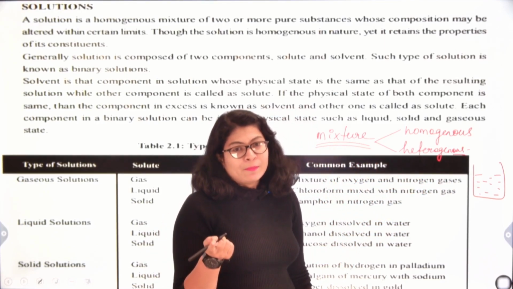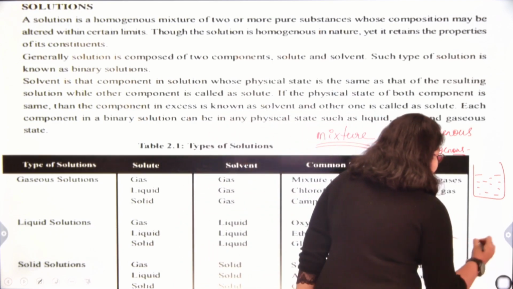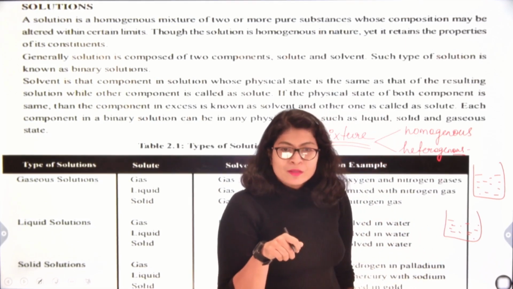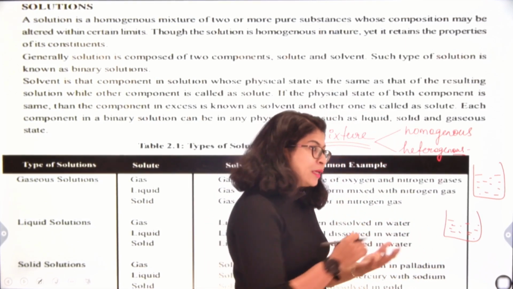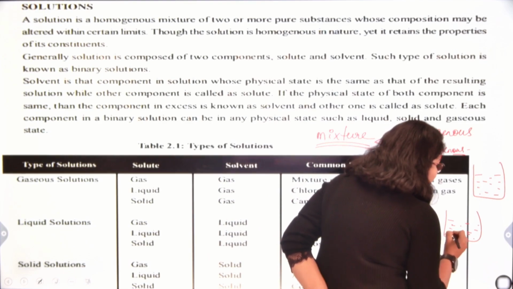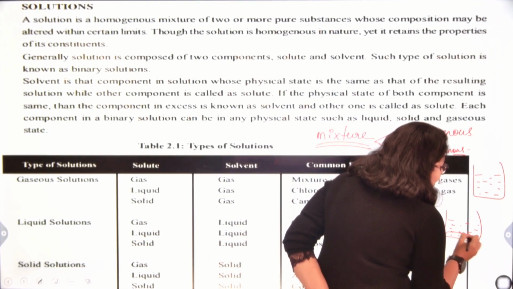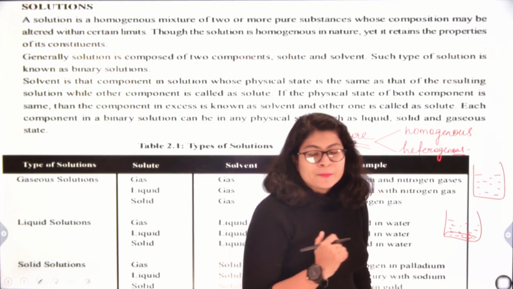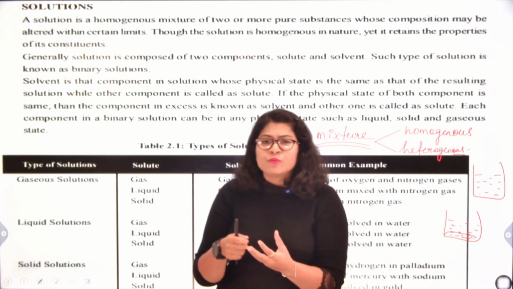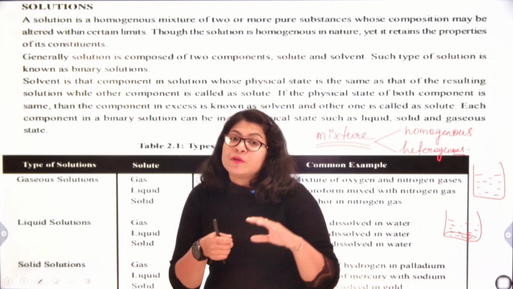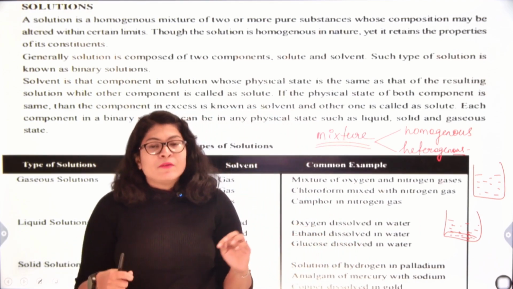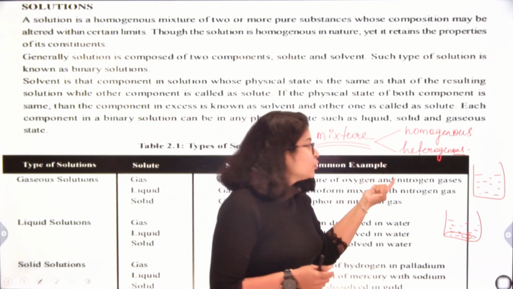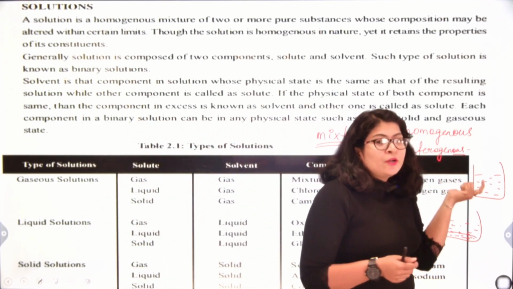But in case of heterogeneous, what happens? Non-uniform distribution happens. For example, if I am adding a scoop of sand to water and I leave it alone to stand for some time, I will see the sand particles getting deposited because they are heavier, right? So if I take a spoon from the surface, that will have a different amount of sand, and from the bulk that will have a different amount of sand. So that's how I classify mixture as a homogeneous one and a heterogeneous one.